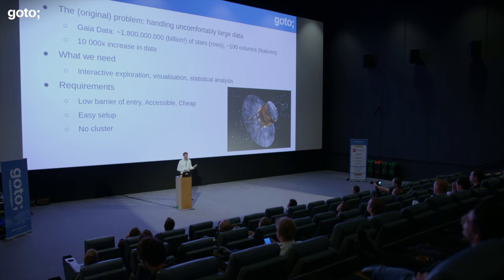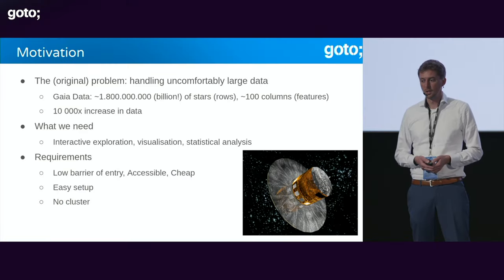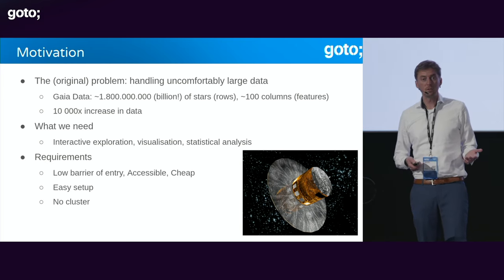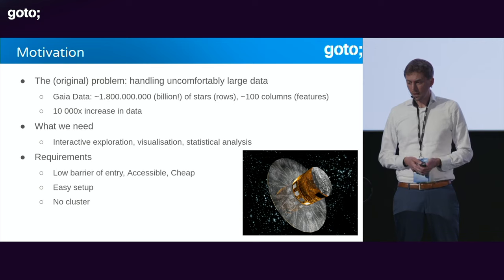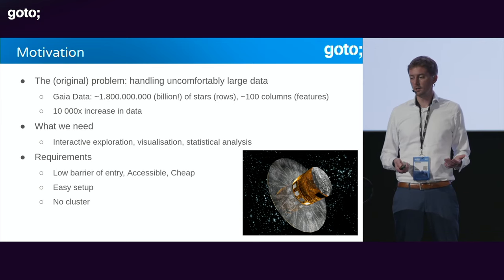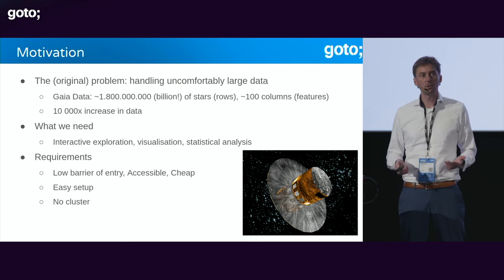So we went from having like 100,000 stars, we went to now something like 1.8 billion stars with 100 columns for each star, so 100 features for each star. So we had to deal with a 10,000 times increase in data volume. And what we actually need to do our science is interactive exploration of this data, visualization, but also statistical analysis.